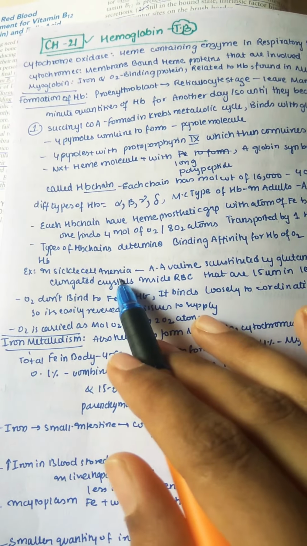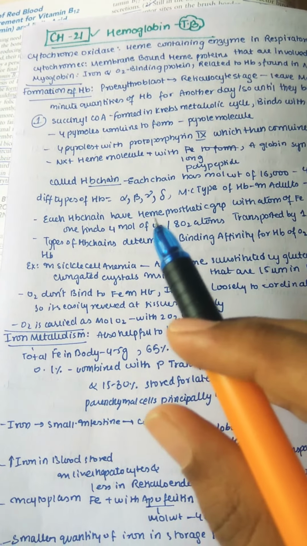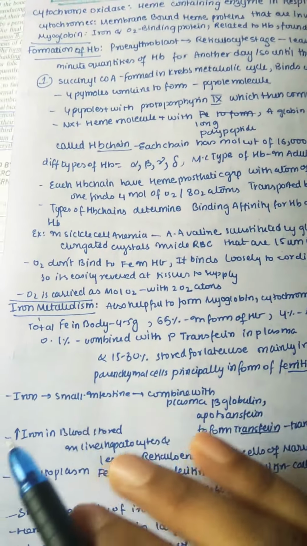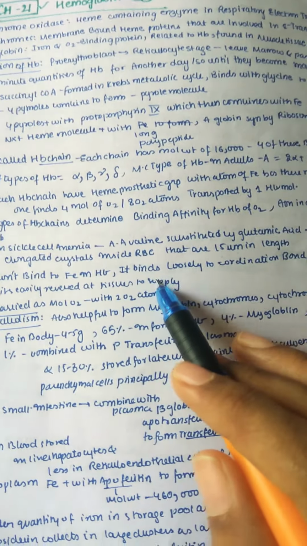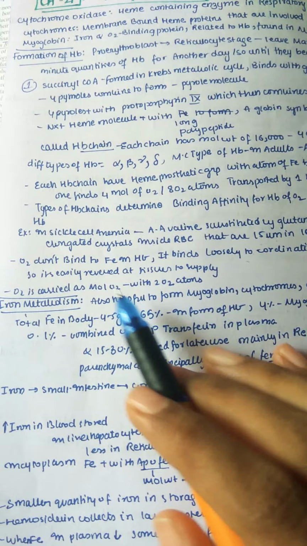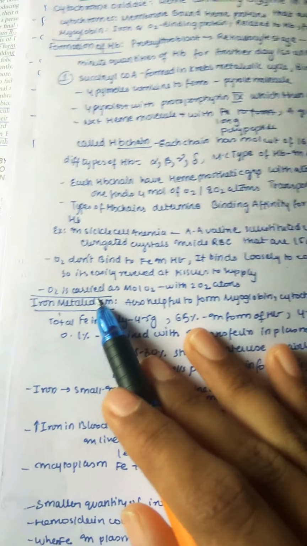So why are we saying sickle cell anemia? As the cell is in sickle shape, it is causing anemia. Why? Because it is stuck in the narrow pathways and easily gets attacked by macrophages, and this is causing anemia. Oxygen binds loosely to the coordination bond of ferrum in the hemoglobin, which is an extremely loose bond, so it is easily reversed at the tissue to supply. This is one of the important points.